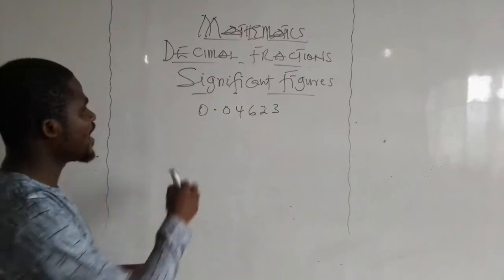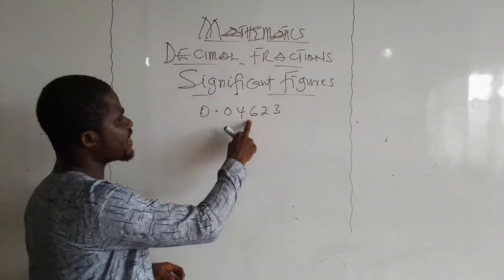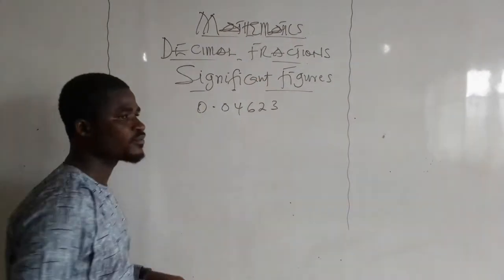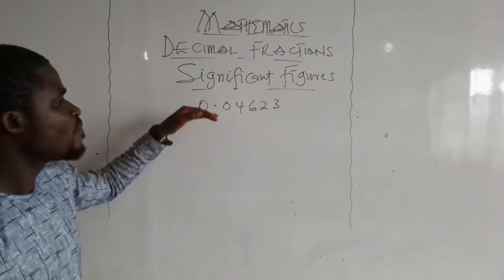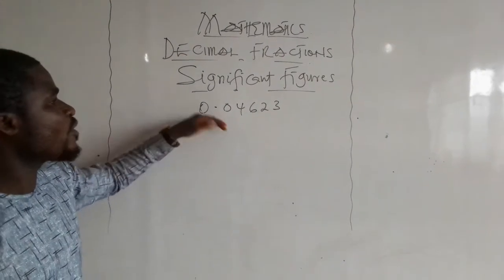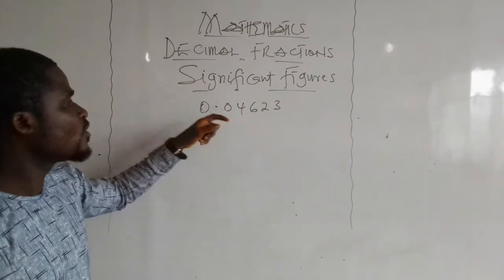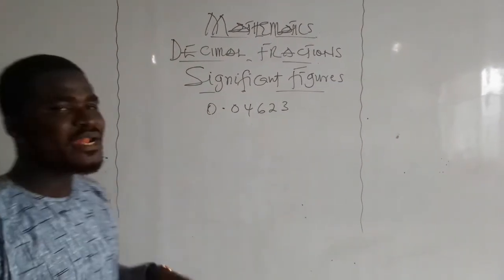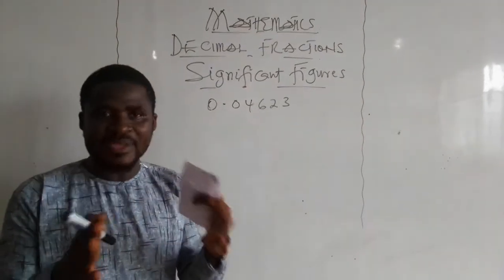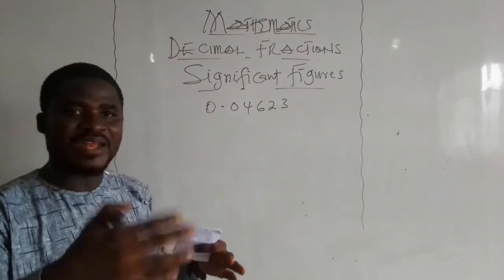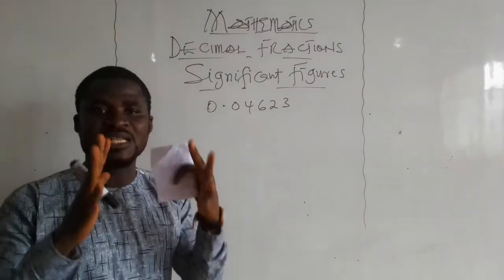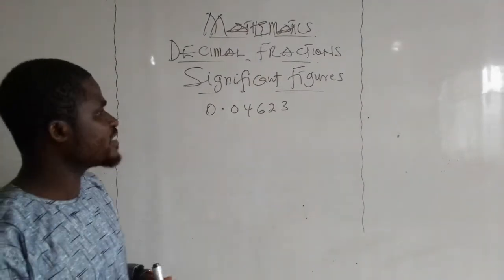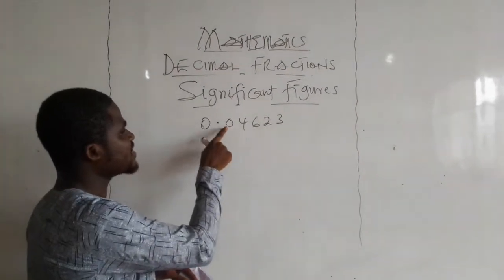Now, I have 0.04623. Now, these are the rules. When 0 comes before a real number, we don't classify it as a significant figure. But when 0 comes in between real numbers or at the back of real numbers, we classify it as a significant figure.